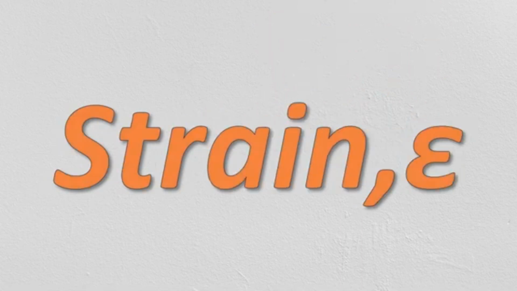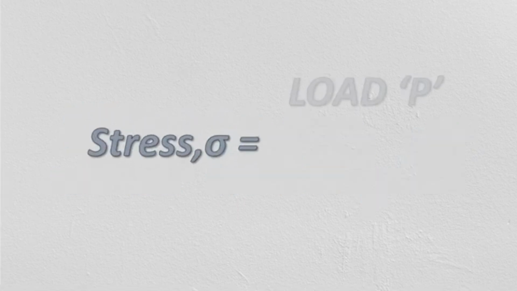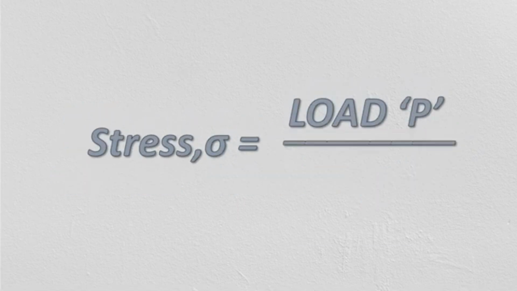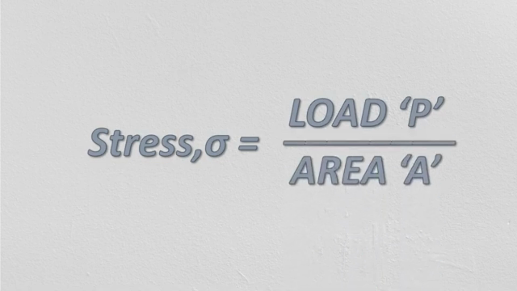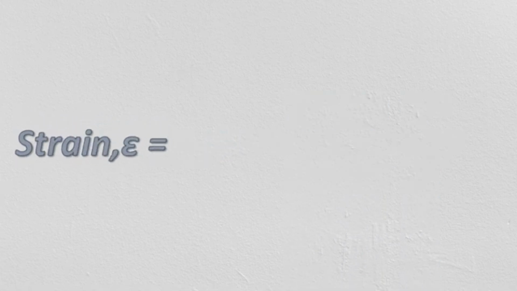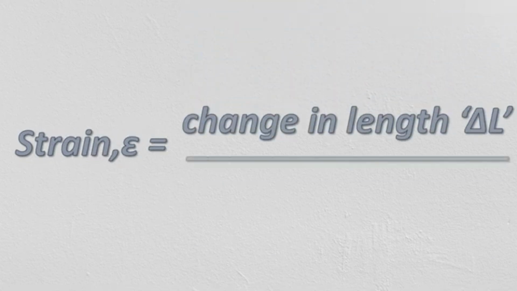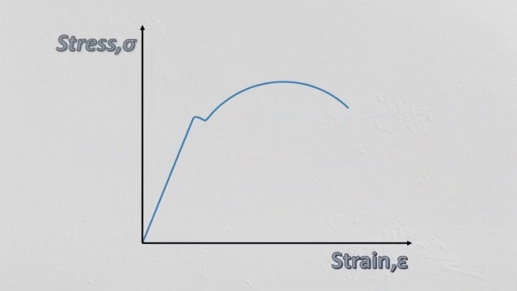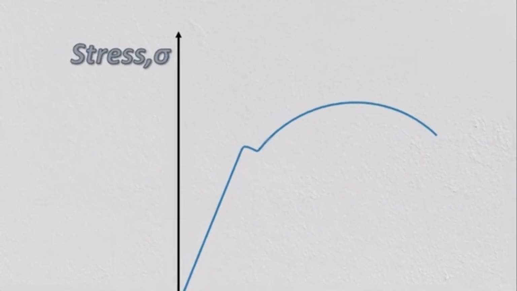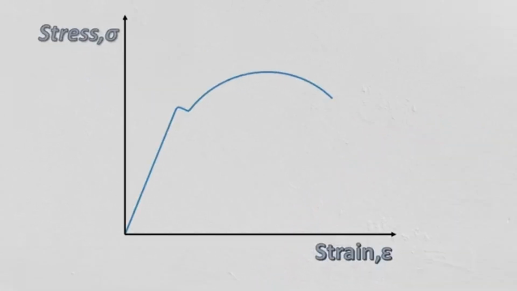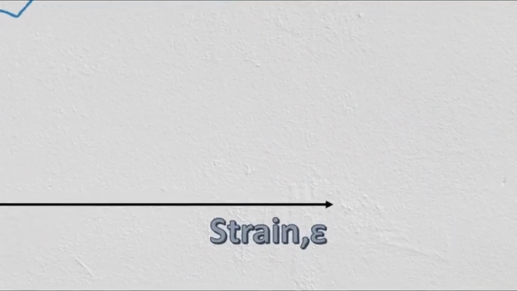In tensile test, stress is calculated as load applied to a material, divided by the cross-sectional area of the material. The strain is the deformation or displacement of material due to applied load and can be calculated as change in length divided by original length. In stress-strain curve, the stress is shown along the y-axis, and strain is shown along the x-axis.